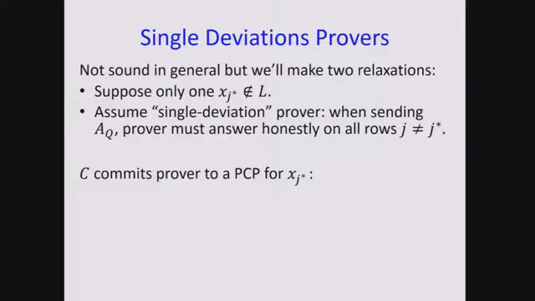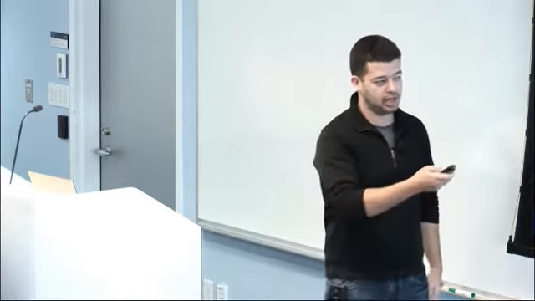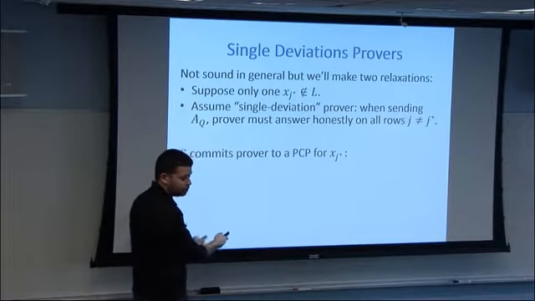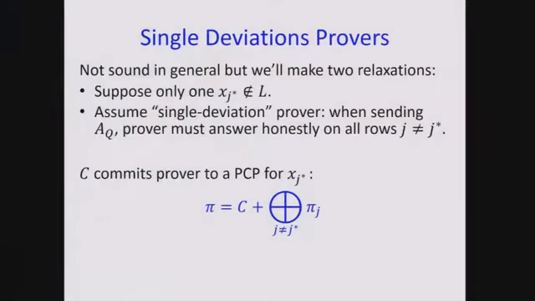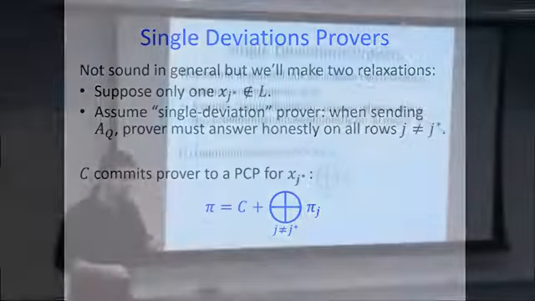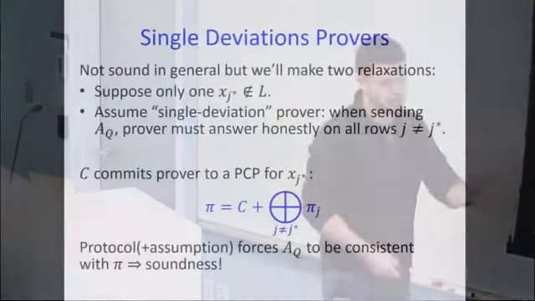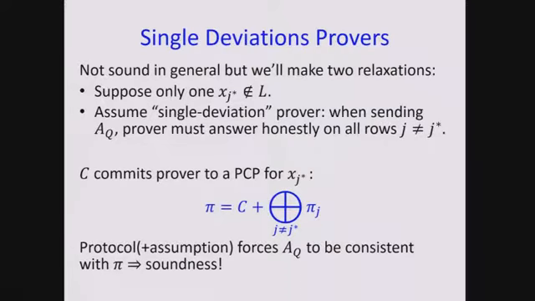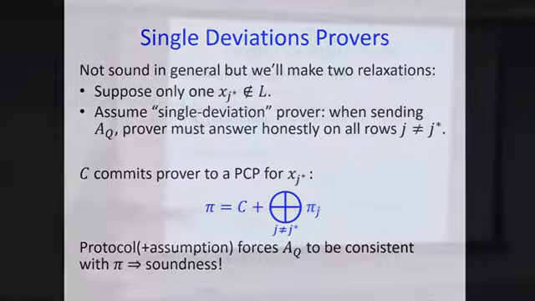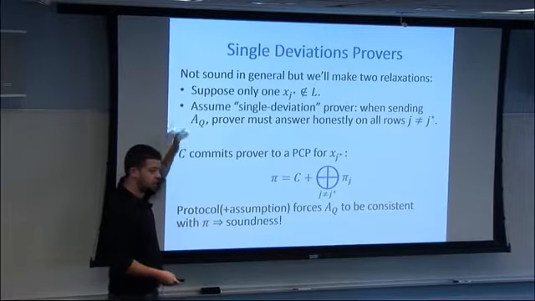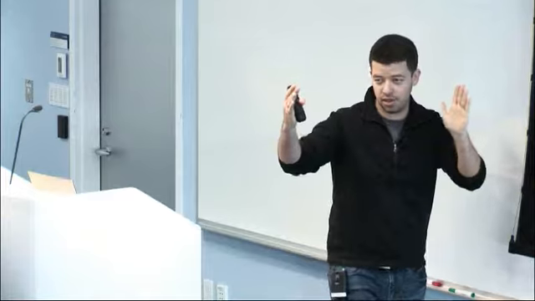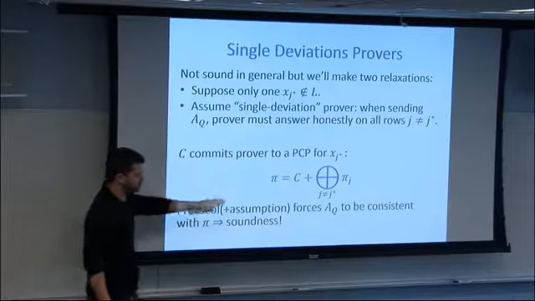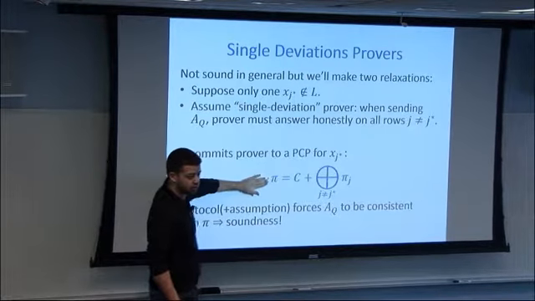So what I want to say is that indeed in this setting, this string C that we sent over does commit the prover to a PCP for xj star, the input that is not in the language. Which PCP? Just take C and XOR it with all the right PCPs for the other inputs. And in what sense is this a commitment? The way that the protocol is built, the extra check comparing to the XOR, together with our assumption on the single deviation, means that the answers that we get on AQ have to be consistent with this PCP pi.